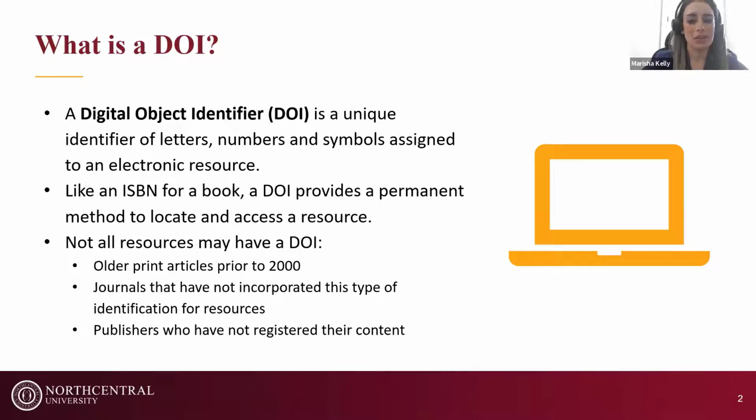And this is usually the case for older print articles prior to 2000, right, when digitization wasn't really around. Also for journals that have not incorporated this type of identification for resources, and similar for publishers who have not registered their content. So ultimately, DOIs are assigned to works, but publishers and authors actually have to go in and pay for this type of licensing of sorts to assign those types of numbers and those types of identification to resources.